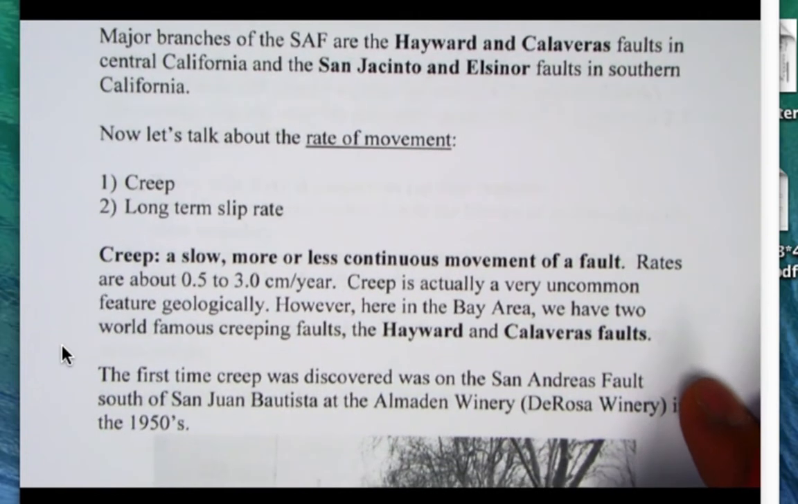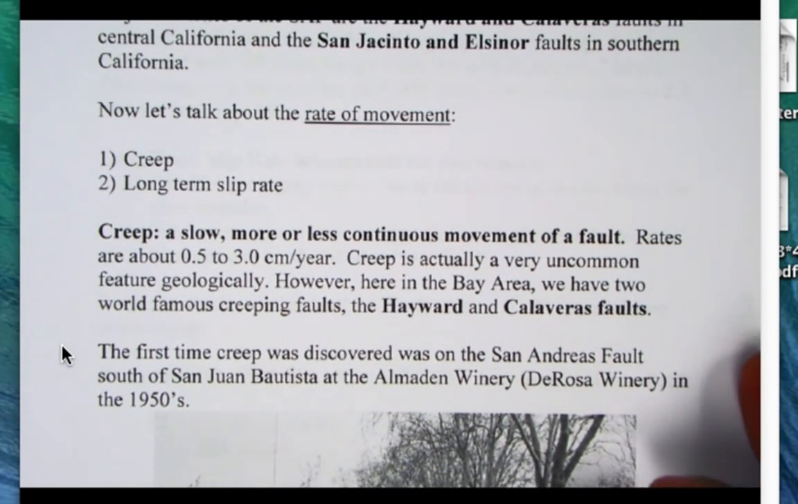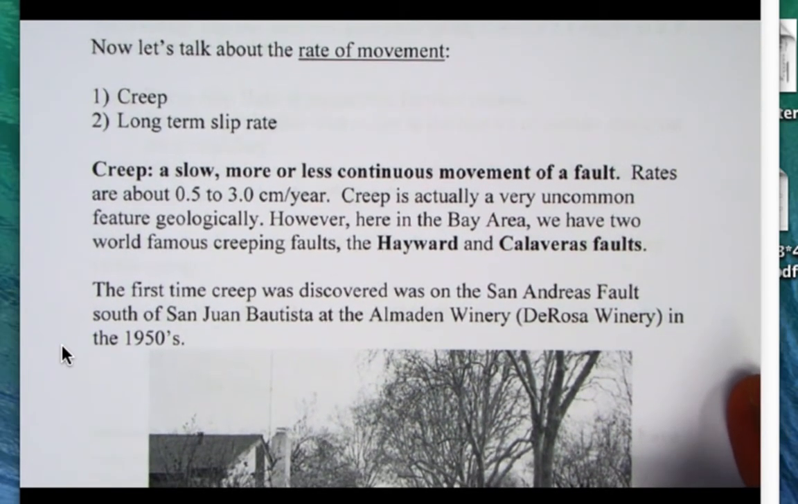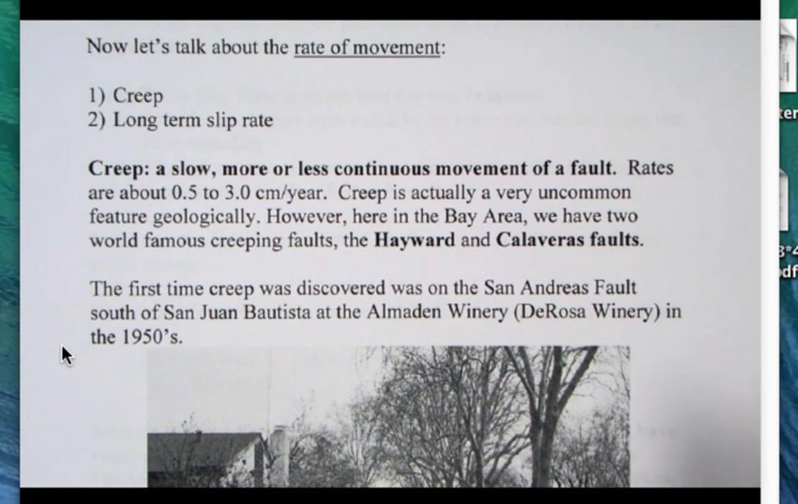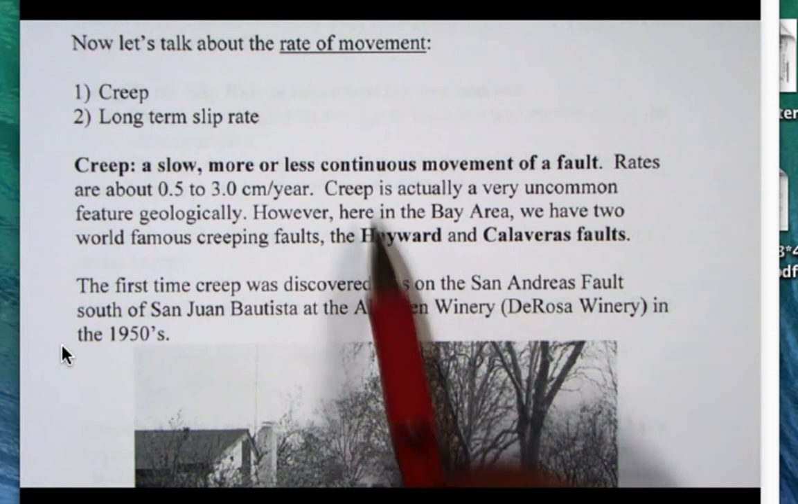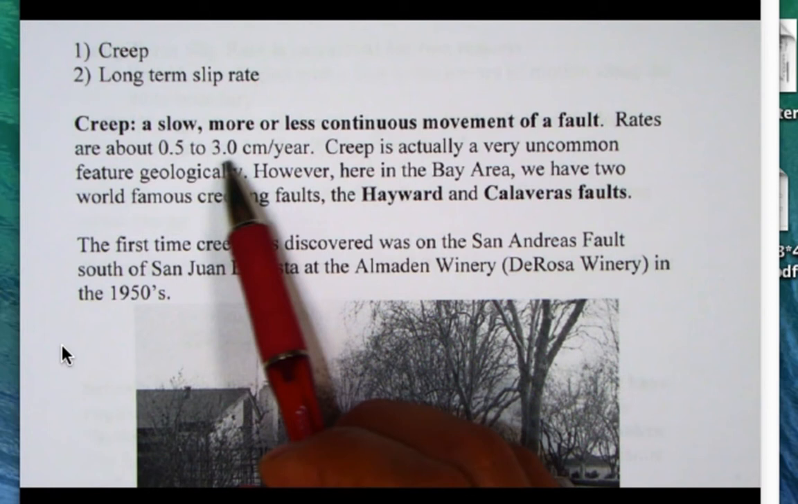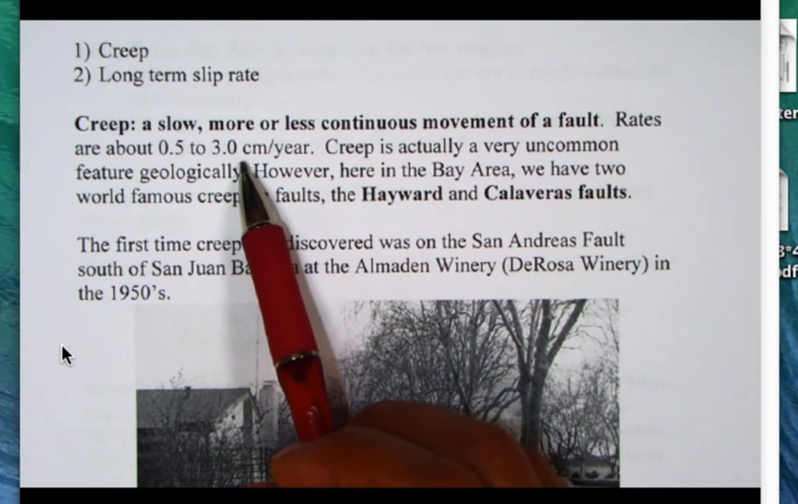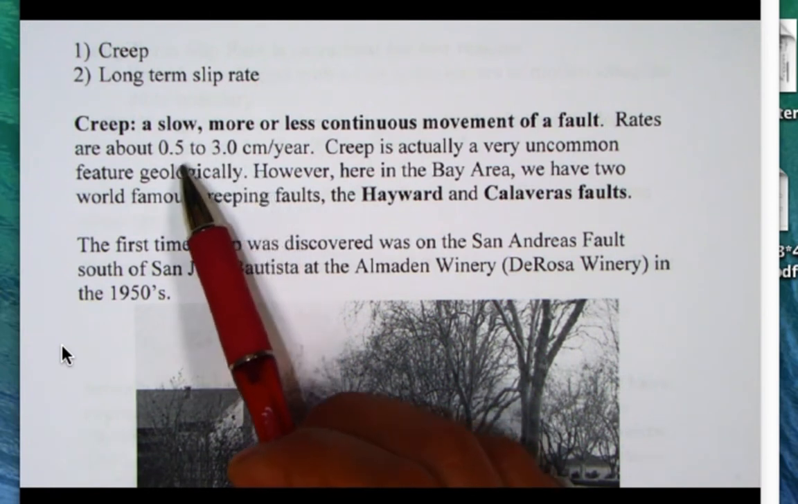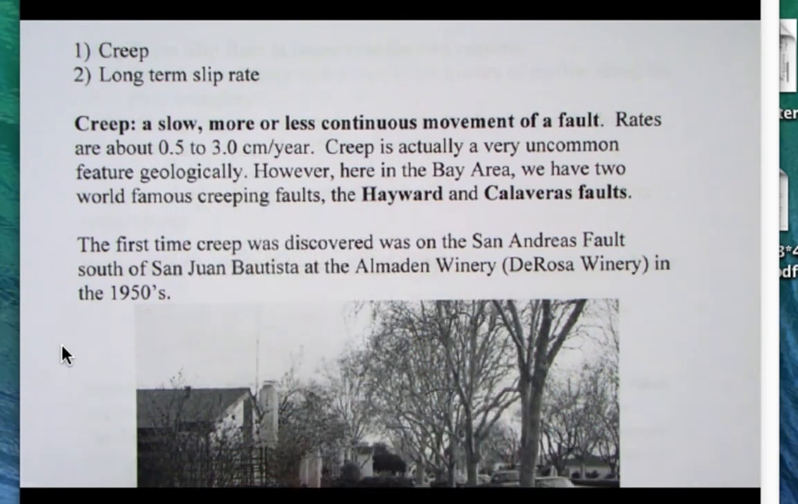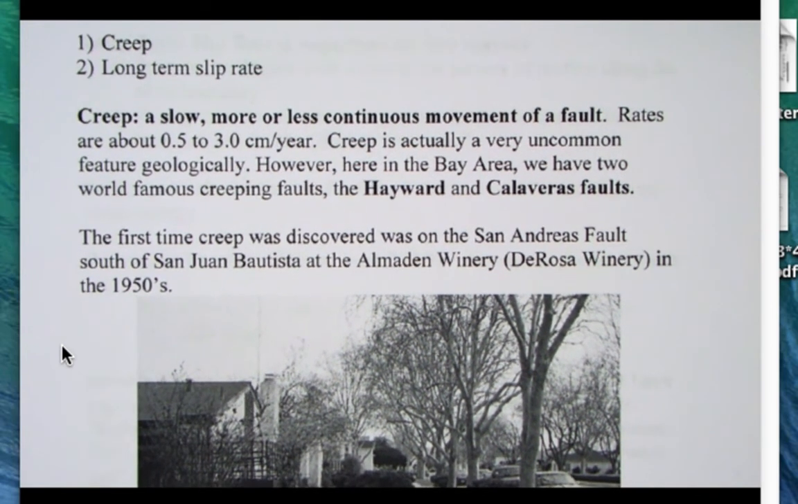And then we've already talked a little bit about the way faults move, but let's repeat this a little bit here. When we talk about the rate of movement, there's two ways that the faults are going to move. One is this creep motion, where you get a more or less slow, continuous movement on the fault, averaging anywhere from a centimeter to about 3 centimeters per year. So that's from a quarter of an inch to maybe a little over an inch. And creep is actually very uncommon. It's an unusual feature to have on faults. Yet in California we have two.